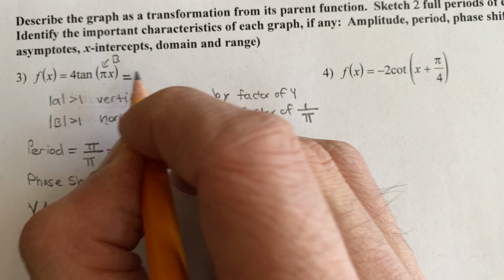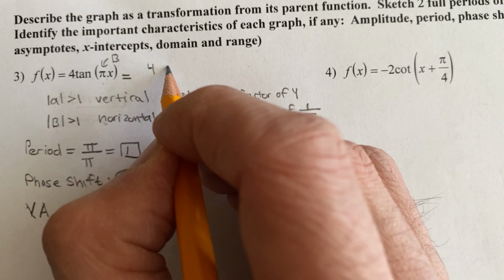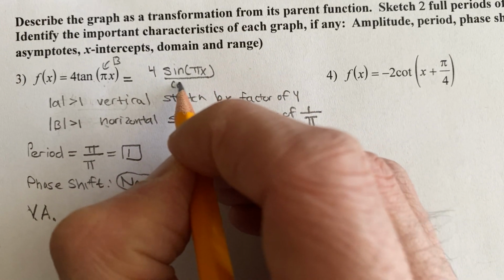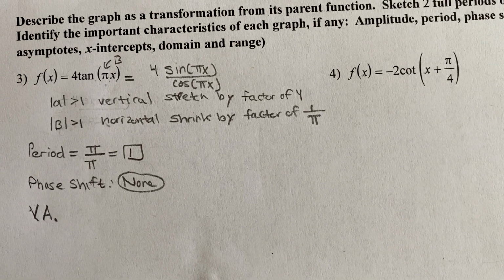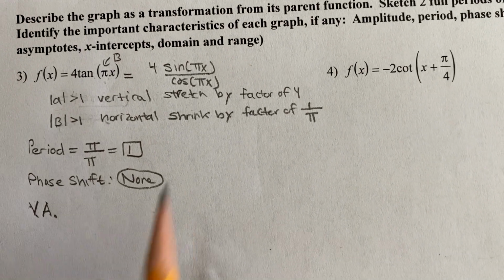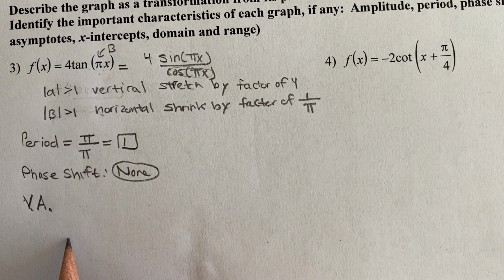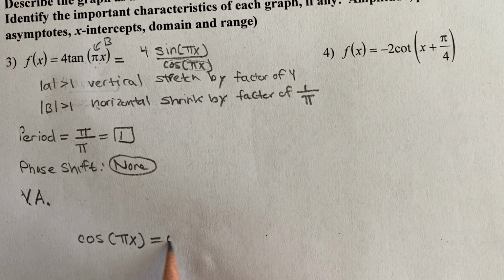All right, so when you calculate the VA, you have to remember your quotient property. The tangent of pi x is the same thing as 4 sine of pi x over the cosine of pi x. And the way you calculate the VA is by setting the denominator equal to 0. So for cosine of pi x, I'm going to set it equal to 0.